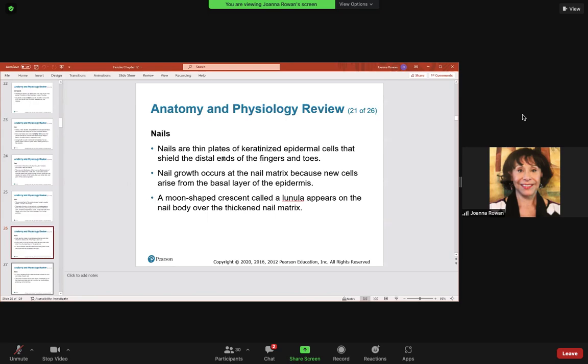Nails are thin plates of keratinized epidermal cells that shield the distal ends of the fingers and toes. So the nails protect the ends of our fingers and toes. Nail growth occurs at the nail matrix because new cells arise from the basal layers of the epidermis. A moon-shaped crescent called a lunula appears on the nail body over the thickened nail matrix, and you can see the picture right here.